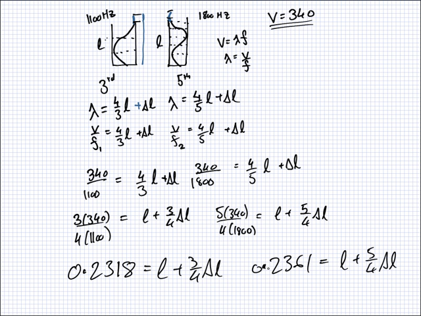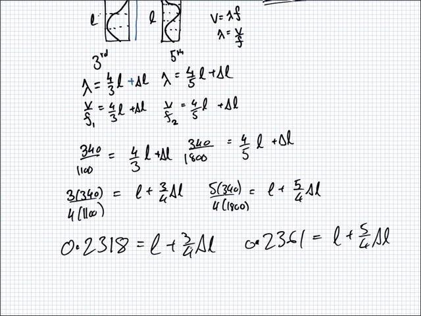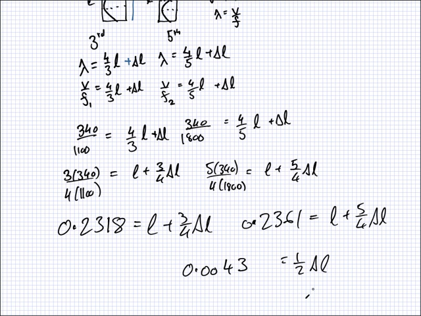Okay, so all I have to do is right minus left. 5/4 minus 3/4, that's a half. So you have a half delta L equals 0.2361 minus 0.2318, which is 0.0043, and then you must multiply by 2. So you get delta L is equal to 0.0086, 86 millimeters. That's the error, the end correction.